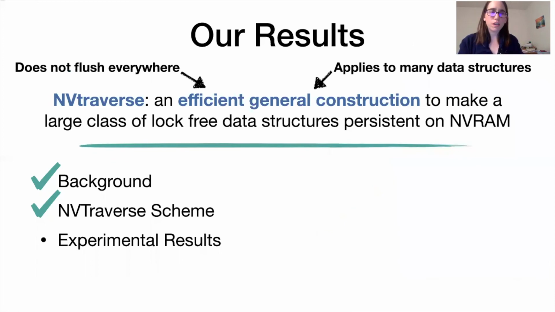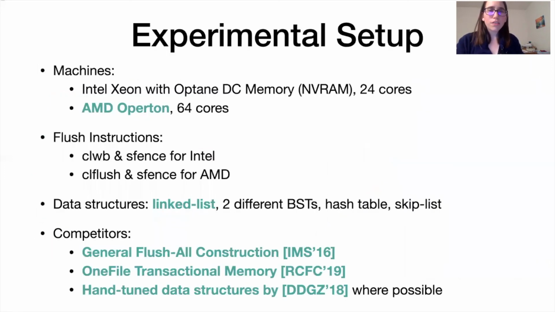Great, so those were our results. And I'd like to use the last minute of my time to quickly show you just a taste of our experiments. We ran our experiments on 2 different machines, one with Intel's newest NVRAM technology. We implemented 5 different data structures and compared to 3 competitors. I only have time to show you one result, so I'll show you a result on the linked list.